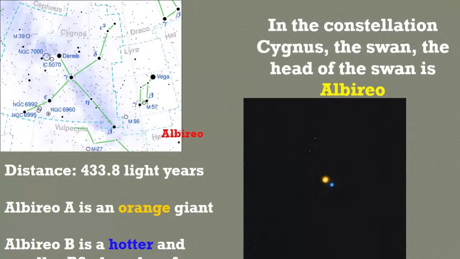Albireo is down here at the head of the swan. You sure that's the head? Yeah. Deneb is at the butt, and then the swan's wings are out here. Also here, this is referred to as the Northern Cross, and you can find it on your sky charts, of course. It's pretty easy to find.